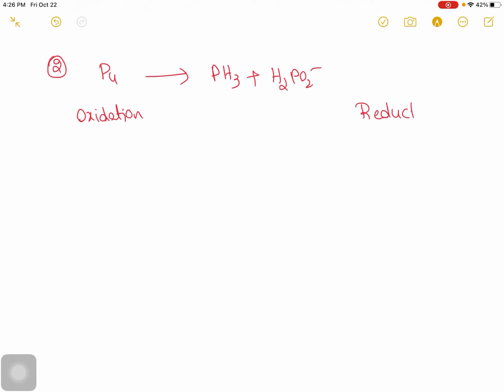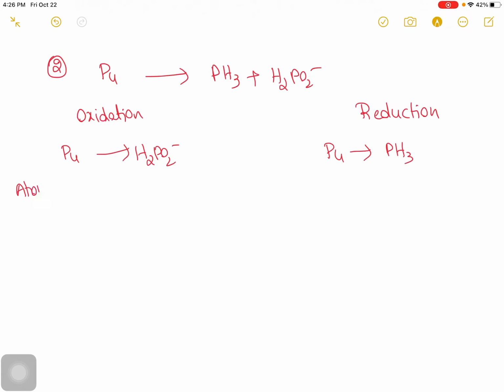So first, go to oxidation and reduction. We can identify very easily: P4 and some oxygens are there in H2PO2 minus. P4 gives rise to H2PO2 minus is oxidation, an increase in the number of oxygen atoms. P4 gives rise to PH3 is reduction, the number of hydrogens increases.